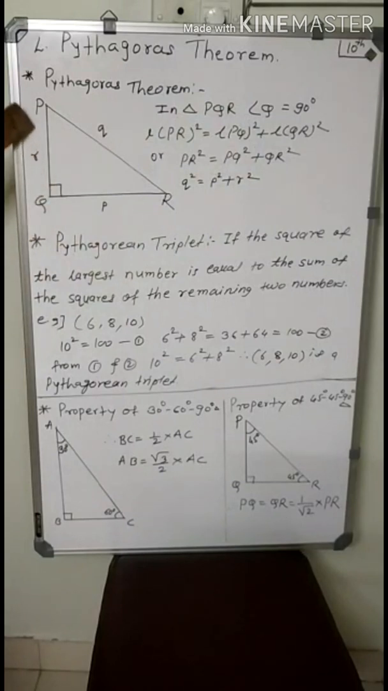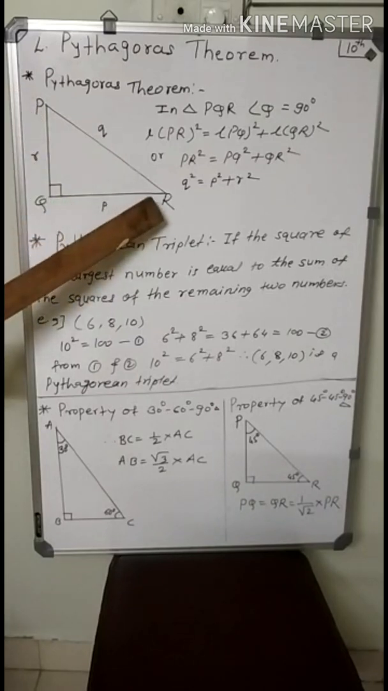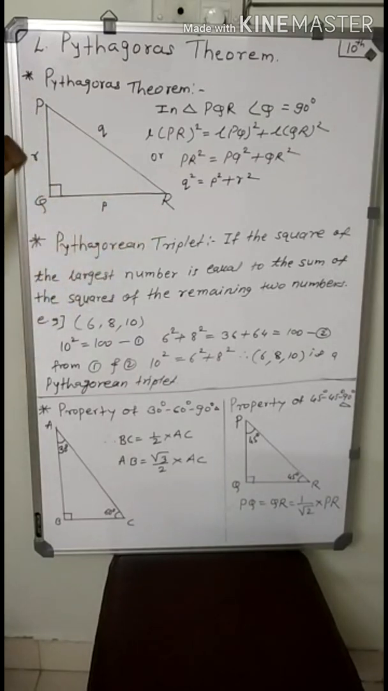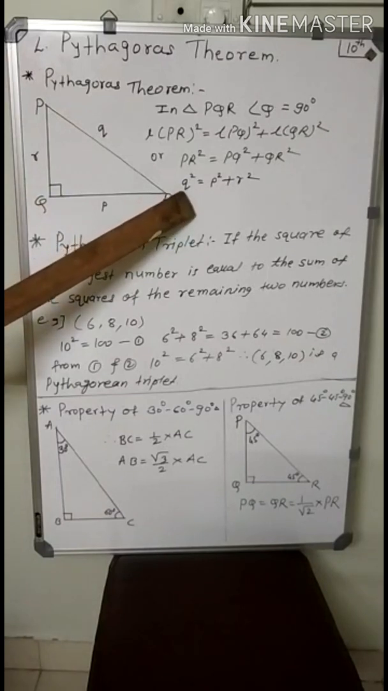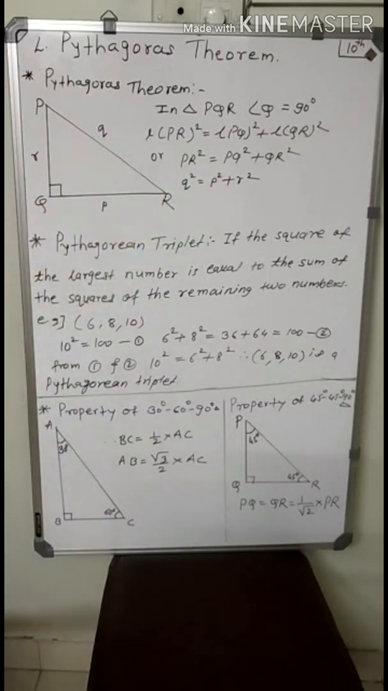If the sides are denoted, the side opposite to angle P is denoted by small p, side opposite to angle R is denoted by small r, and side opposite to angle Q is denoted by small q, then we can write Pythagoras theorem like this: q square equal to p square plus r square.